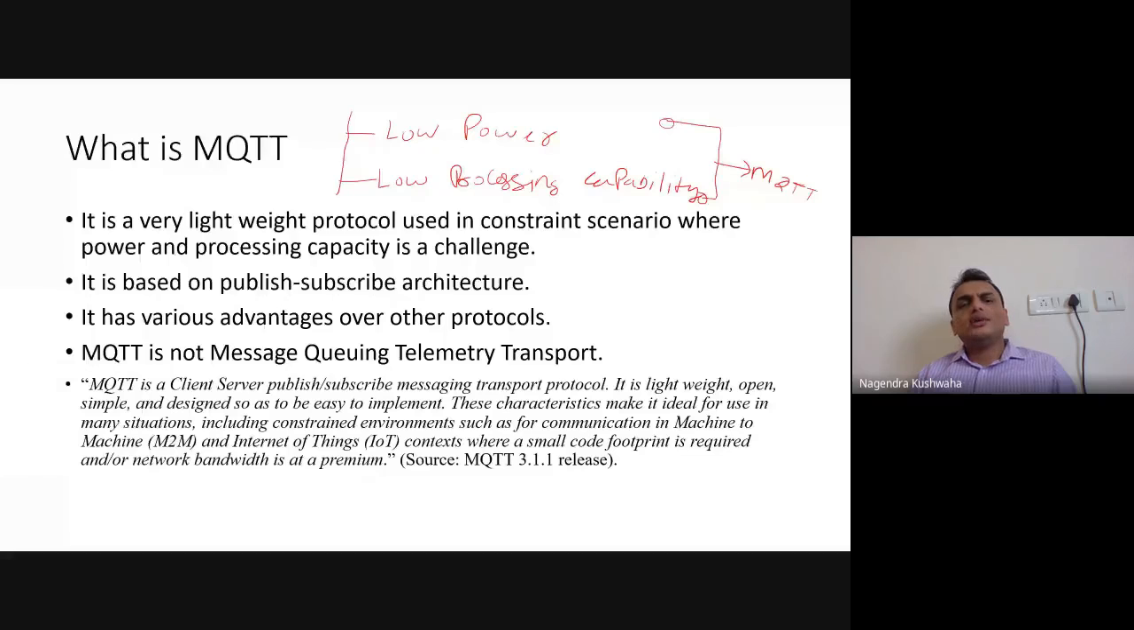Now the model of the MQTT is based on a publish and subscribe architecture, right? I'll tell you what the publish and subscribe architecture is and what the advantages are. So of course it has many advantages over other protocols, like I'm talking about the HTTP. Why am I always going to compare with HTTP throughout the class? Because HTTP is widely used. That's why I'm going to compare with that only, right?